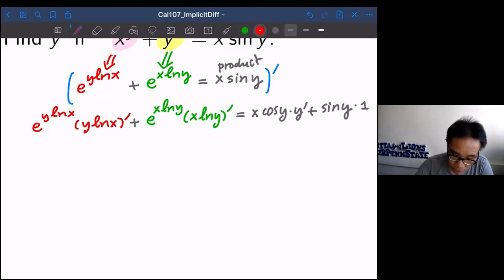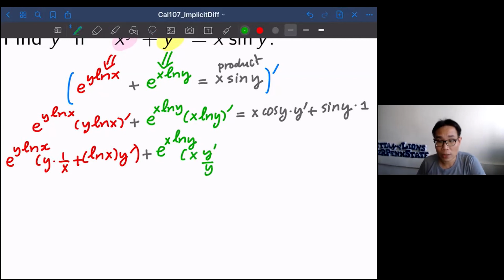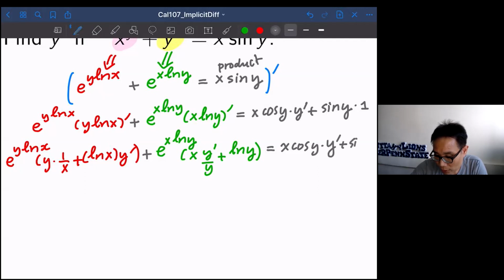And then you're going to differentiate the red guy. So it's going to be e to the y log x. Okay, and the derivative of y log x is going to be the first times the derivative of the second plus the second times the derivative of the first. Okay, so that is the red one. And you have the derivative of the green one. So it's going to be e to the x log y. Here it is going to be the first times the derivative of the second. The derivative of log y is y prime over y, plus the second, which is log y, times the derivative of the first. And this guy will be equal to x cos y times y prime plus sine y.